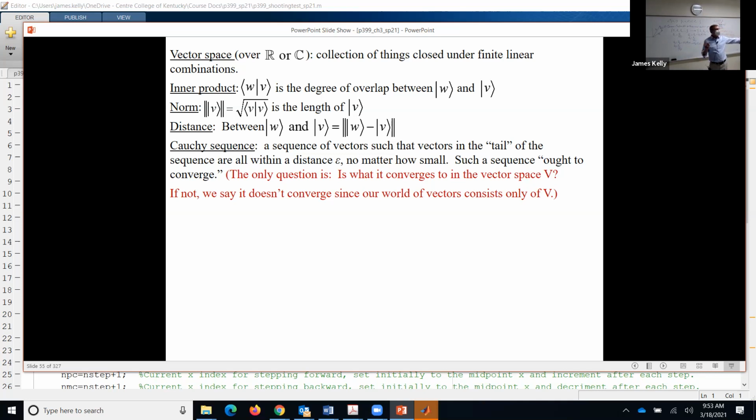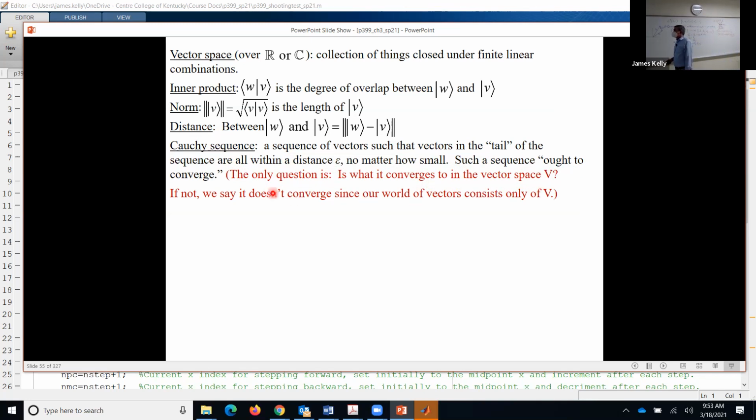So those vectors are getting closer and closer and closer together. That's the notion of something that ought to converge. It's zeroing in on something in the vector space. And the only question is, well, if it's zeroing in on something, is that something in your vector space? And it depends on how you defined your vector space.